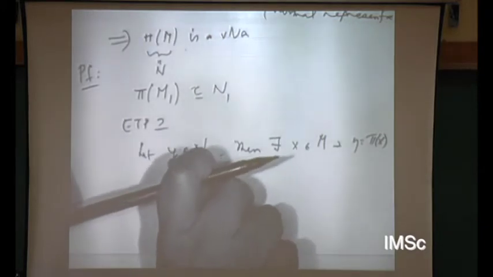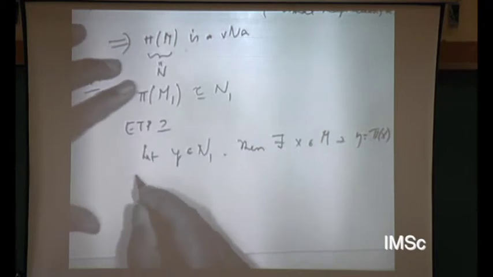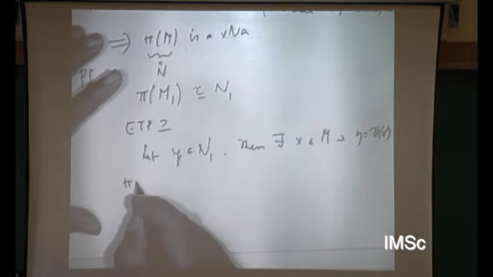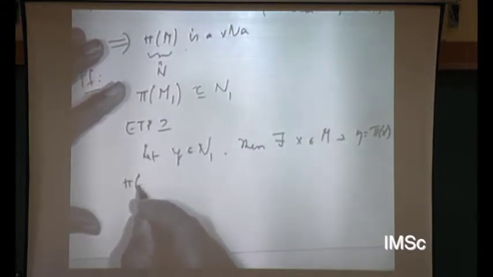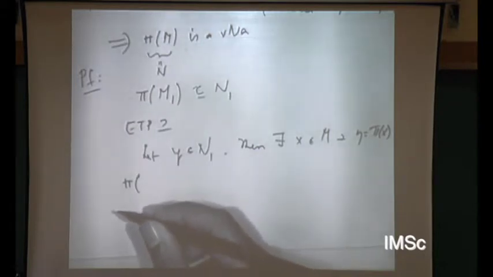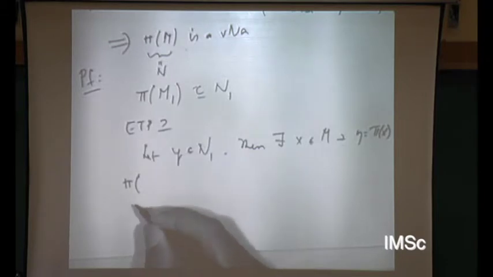Okay. What is clear is that because pi is a star homomorphism, pi of x star x equals pi of y star y. That means pi of |x| the whole squared is |y| squared. So by uniqueness of positive square root, it will follow that pi of |x| must be |y|, right?